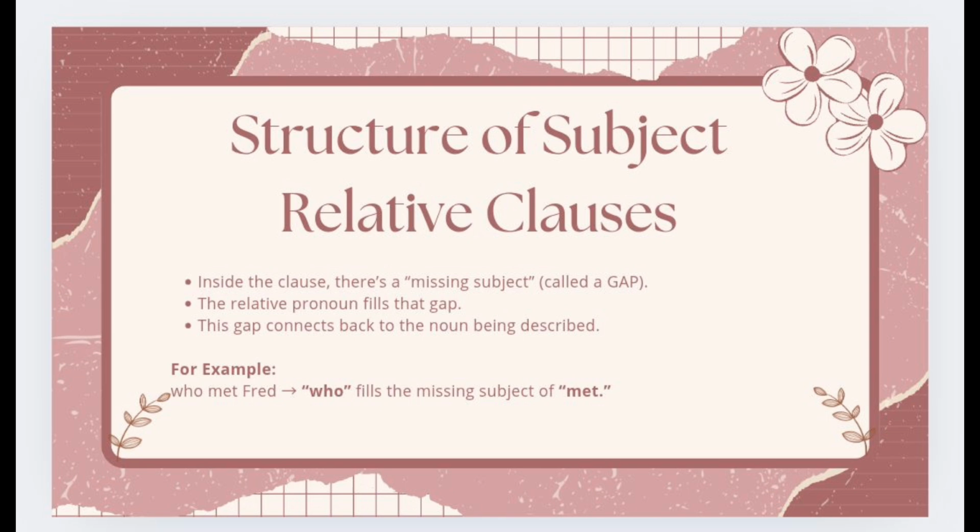In syntax diagrams, linguists describe a missing subject inside the relative clause. The missing element is called a gap. It represents where the noun would normally appear. The relative pronoun like who fills in for that missing noun and connects the clause back to the main noun it's modifying. So, for example, in who met Fred, the word who stands for the senators, the real subject that's missing inside the clause.